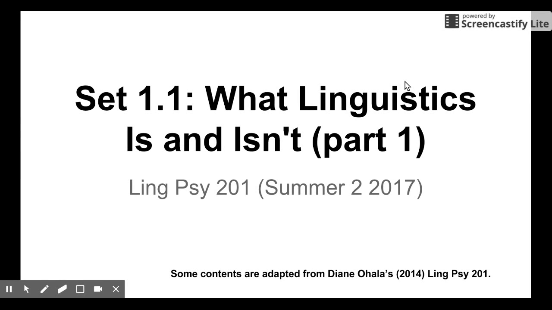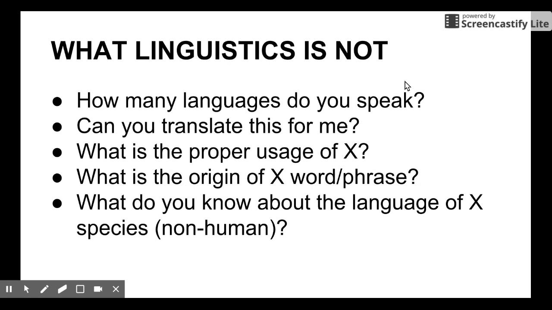This is the very first lecture for the whole course. So for the very beginning, we want to talk about what is linguistics. Okay. First of all, let's do it from the opposite way. What is not linguistics? All the following questions are not relevant for linguistic study.